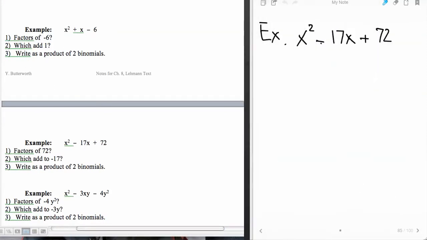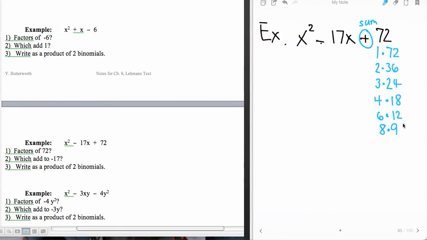Our next one here is 72. So we have factors of 72: 1 and 72, 2 and 36, 3 and, let's see, 24, 4 and 18, and 5 doesn't go into it, 6 and 12, 7 doesn't go into it, and 8 and 9. Wow, that was a long list of factors, right? But that's what we need, and we need the ones that sum to 17.